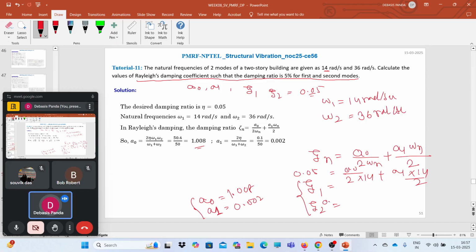For the second mode, 0.05 equals a0 divided by twice 36, plus a1 into 36 by 2. You just need to solve these two equations, 1 and 2. If you solve them, you will find out a1 and a0. Clear? Do you have any questions?